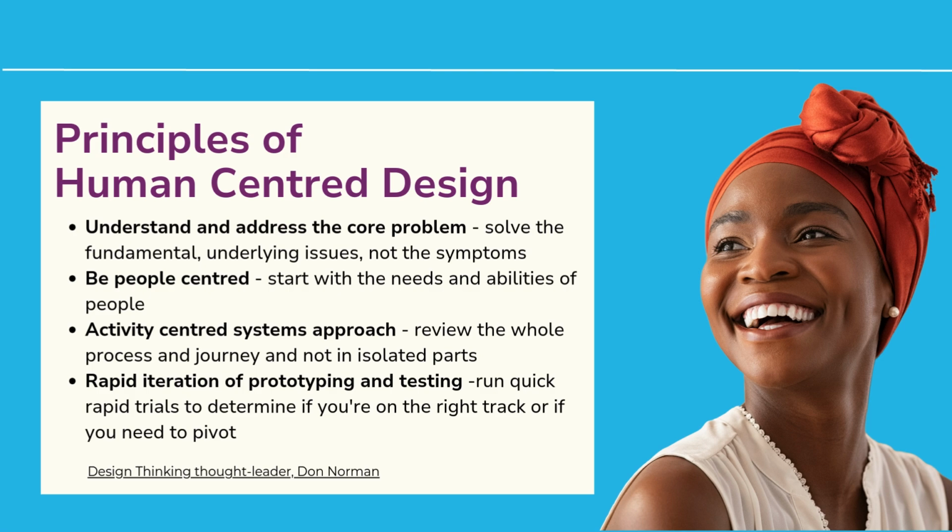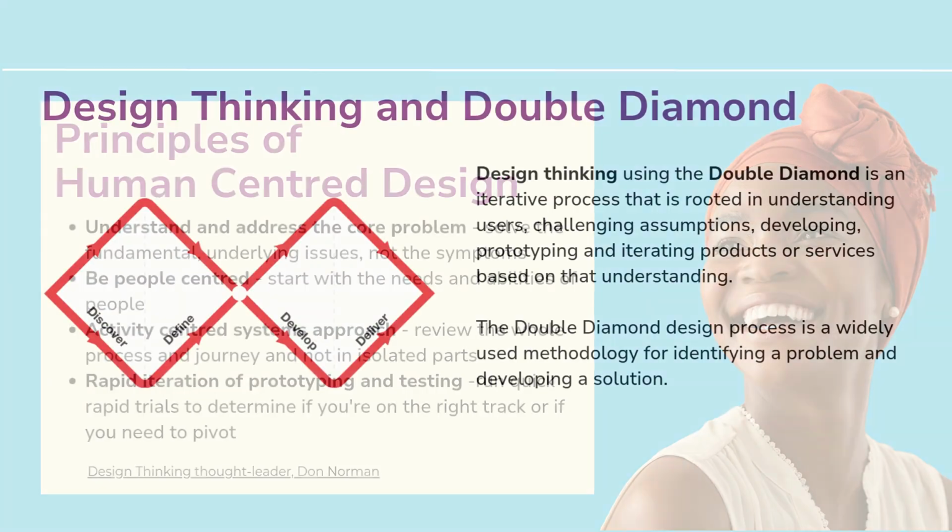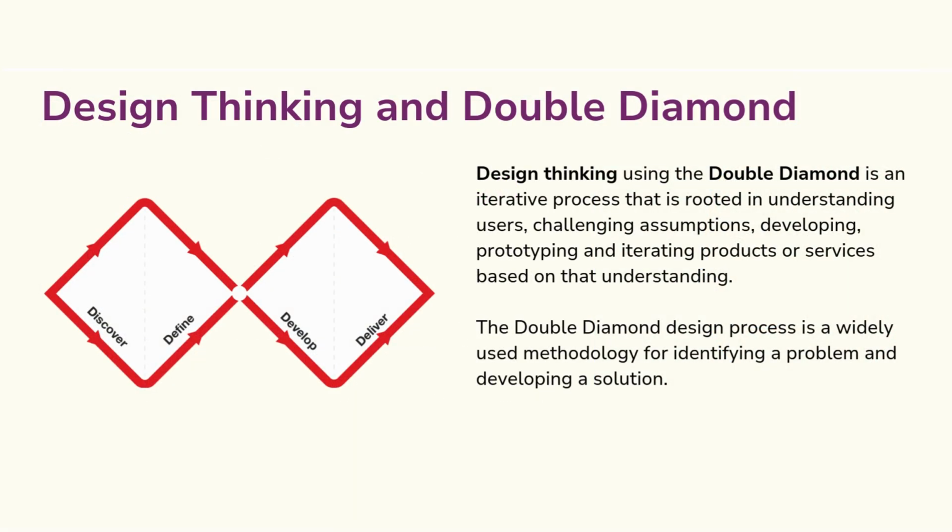And finally, rapid iteration of prototyping and testing. Instead of taking the approach of finding the perfect solution with complex, drawn-out strategies and timelines, it would be far more time, research, and cost-effective to run quick, rapid trials to determine if you're on the right track or if you need to pivot. Being agile and mobile to respond to feedback from your users and iterate to improve the next design is key. What is design thinking and the double diamond?